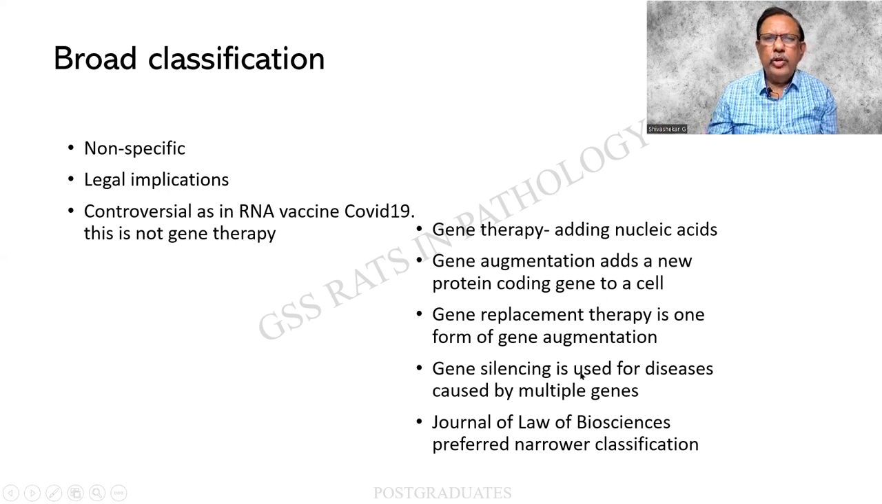Gene silencing, on the contrary, is used for many a disease in which there is a causative gene behind it. Sometimes they can be caused by multiple genes. And the Journal of Law and Biosciences, see, it is not a journal of medicine, it is a law of biosciences journal, preferred a narrower classification. Because tomorrow we can imagine the thousands of cases that are going to plague each and every court on earth.